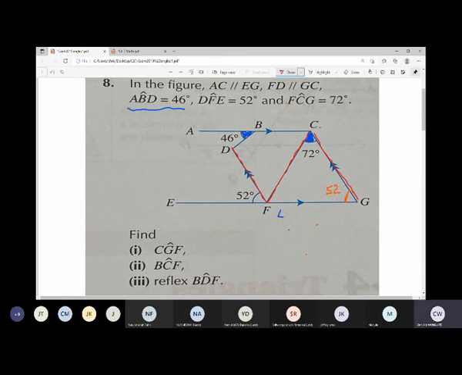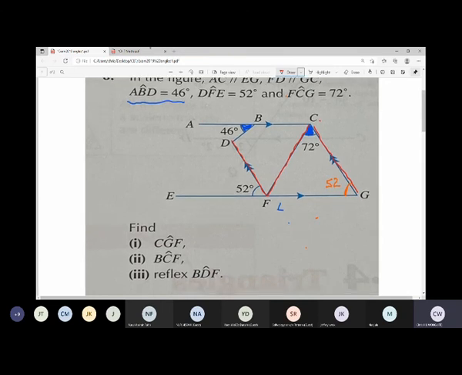Can you see the alternate angle? If this is 72, this must be 72. All right, then how do you find 72? I will ask you how you find 72. So you tell me angle DFC equals angle FCG equals 72 degrees. If I'm marking your exam paper, I will want to know how you get 72. DFC is 72 because I'm using alternate angles.